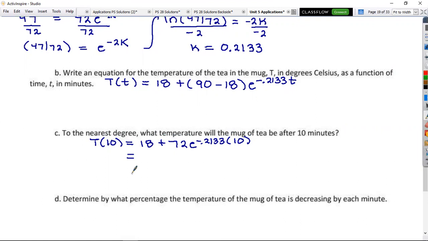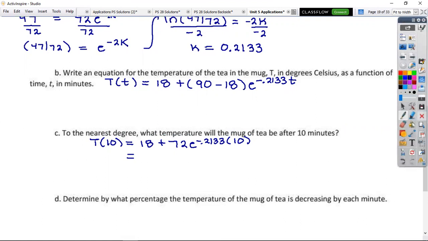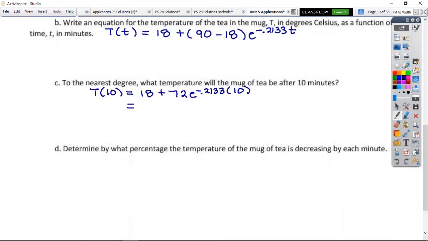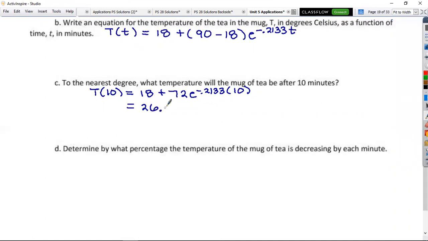Type it in. We got 26.5306.07. 26.53, we'll take it. Oh, it just said nearest degree. So thank you, 27 degrees. Perfect.